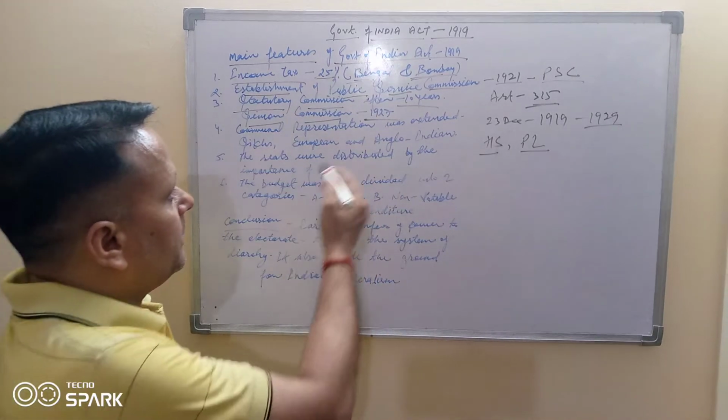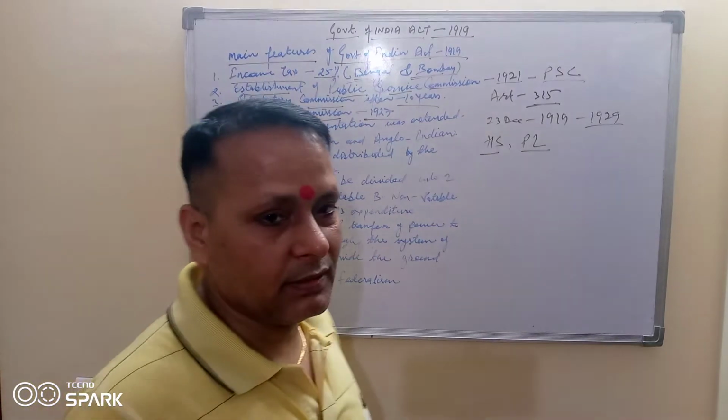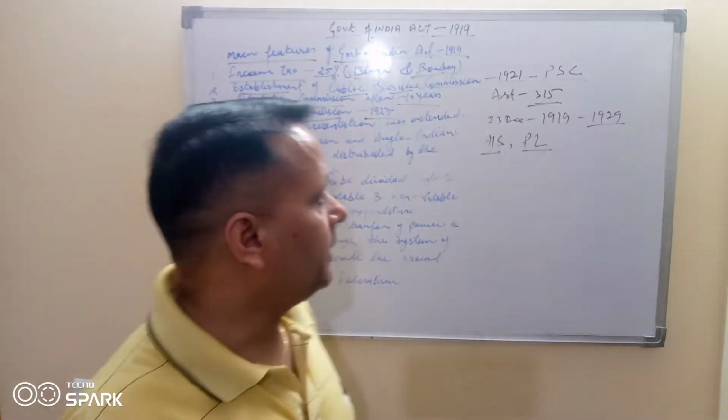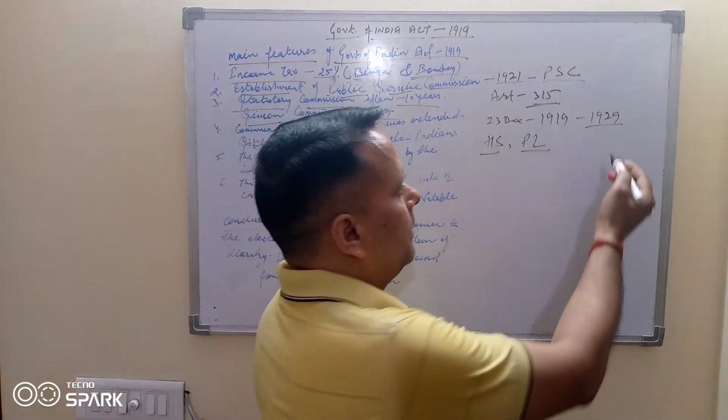The commission was established in 1927, and they provided their report and submitted it in the British Parliament in 1929.